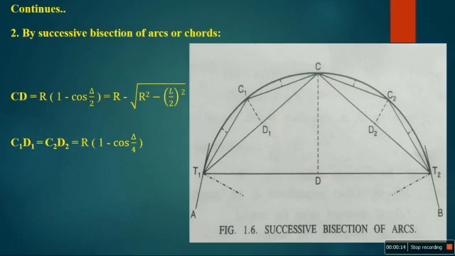Second method, setting out of a simple curve by successive bisections of arcs or chords. I would like to explain the procedure here. There is no derivation for this one. The procedure is, first join the T1 and T2 points. These are the two tangent points and this is your long chord. Later divide this long chord into two parts, and this is your midpoint.